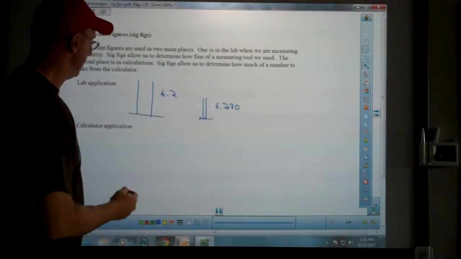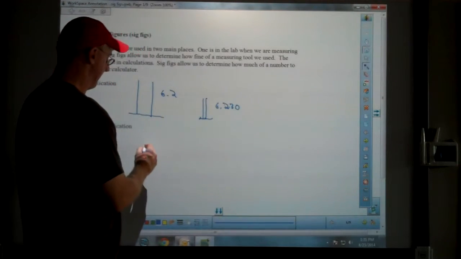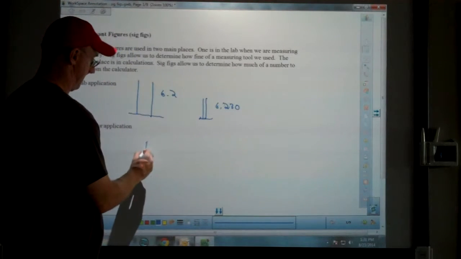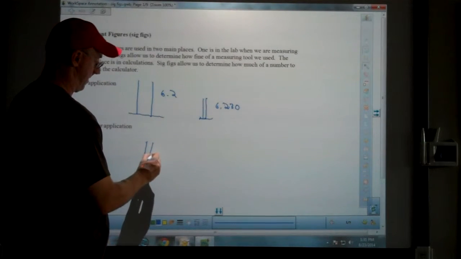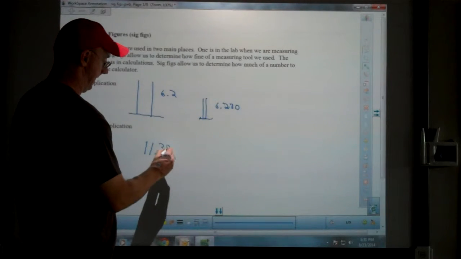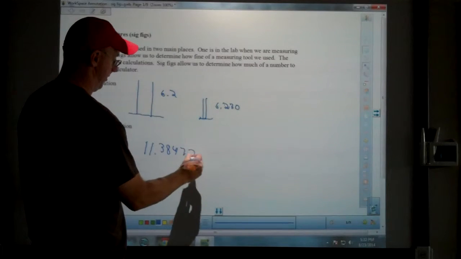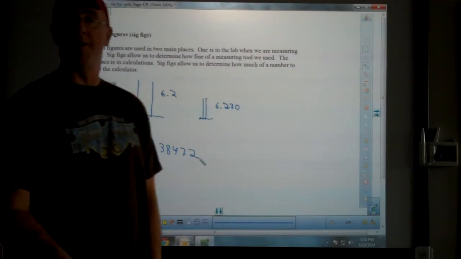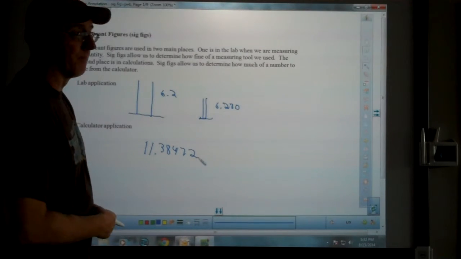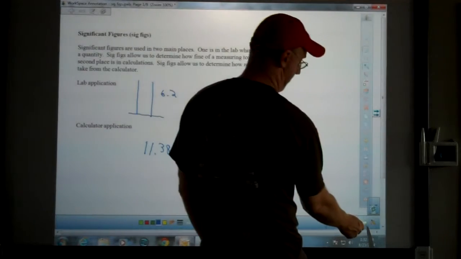The calculator application is, in math, they tell you to round to the 10th spot, the 100th spot, whatever the case may be. But say you get a long number off your calculator, like 11.38472. Well, how far do you go? In math, they just say cut it off, but in science, it's pretty important. You guys recall a lot of that from last year.